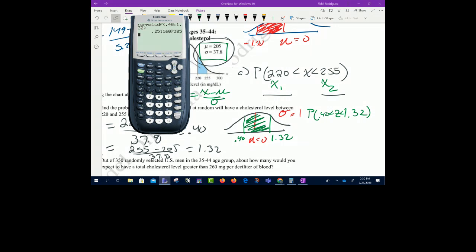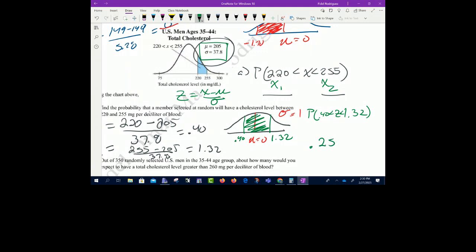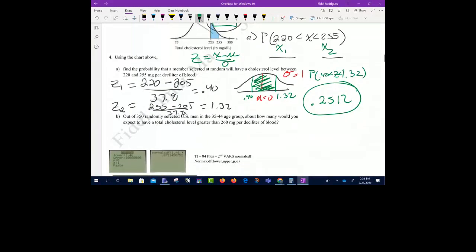And is anybody coming up with 0.2512? We're all getting the same thing, 0.2512? Okay, awesome. So look, y'all, our probability that this is going to happen is 0.2512. Now, y'all, I want you to think about that number as a percent. That would just mean 25.12%. So about 1/4 of the people are going to have a cholesterol in this range.